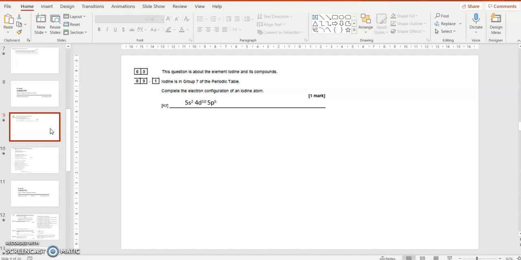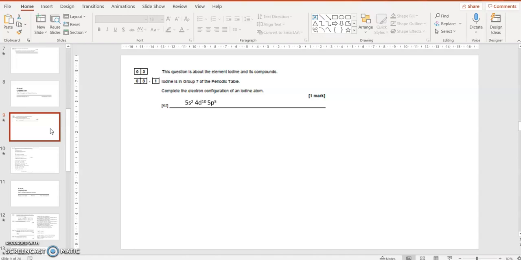How do I know that? Well, I know when I put 4s in, I backfill the 3d's. So after 4s, there's 3d. So the same thing happens in period 5. When I put 5s in, I backfill the 4d's.